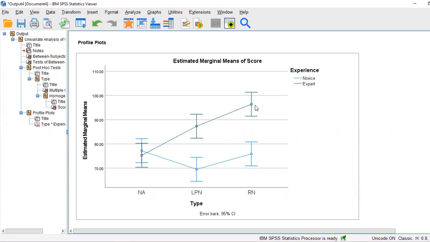So this tells us what that statistically significant interaction effect was. The interaction effect was that experience matters, but only for LPNs and RNs. Experience did not help the nursing assistants. So if I were interpreting this data, I would say a statistically significant difference was found across groups with an interaction effect, such that expert RNs and LPNs had statistically significantly higher ability to identify those nonverbal cues than novice LPNs and RNs. But experience did not change the score for nursing assistants.